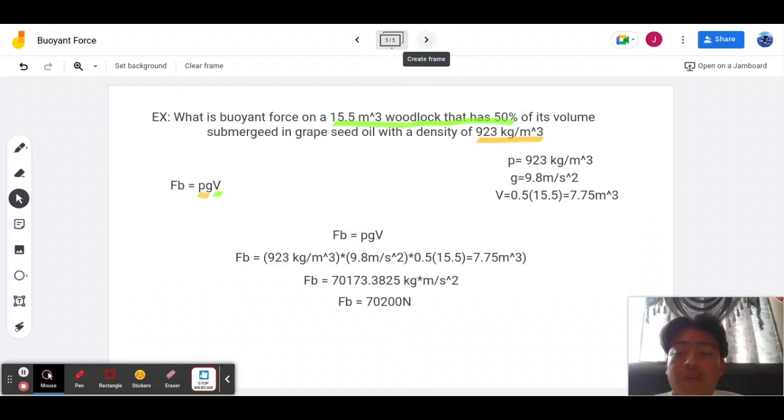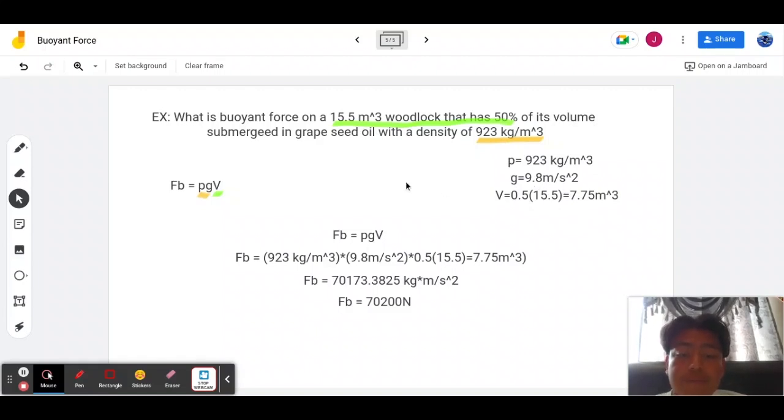Here is an example of how to calculate buoyant force. What is the buoyant force on a 15.5 m³ wood log that has 50% of its volume submerged in grapeseed oil with a density of 923 kilograms per m³? When we start, we first have to find the volume. The volume is just the percentage, 50%, which we convert to 0.5, times the number we're given, and we get 7.75 m³.